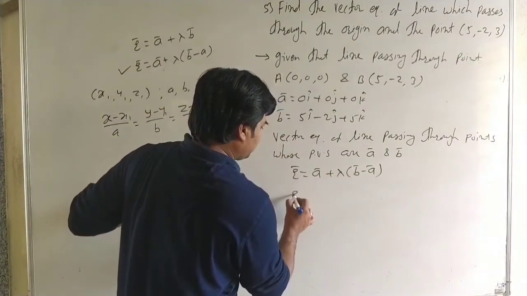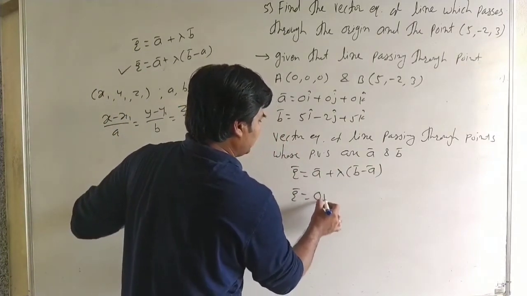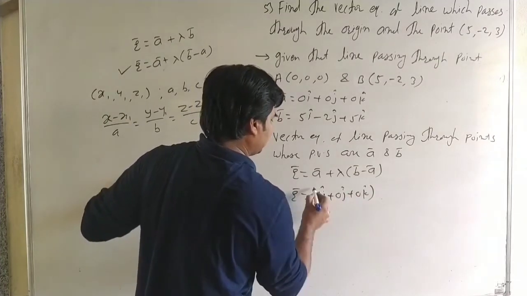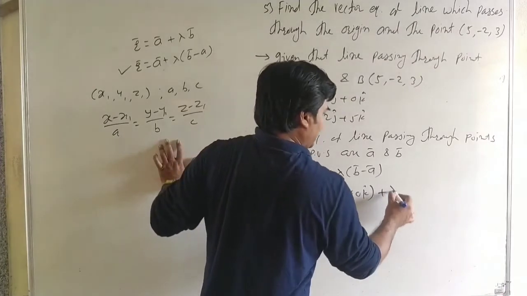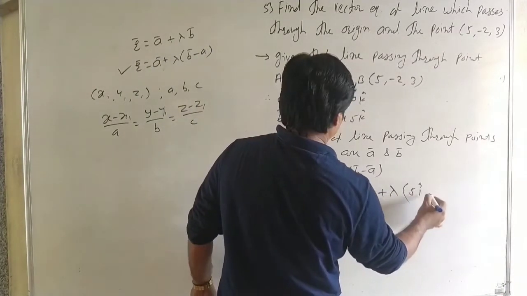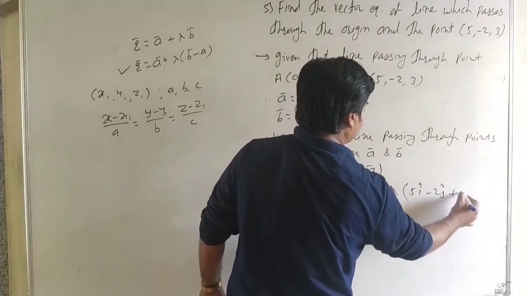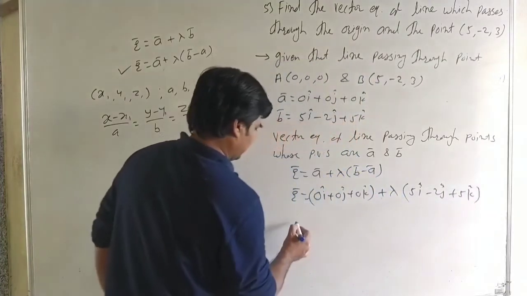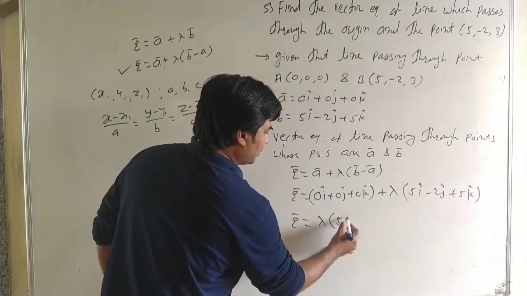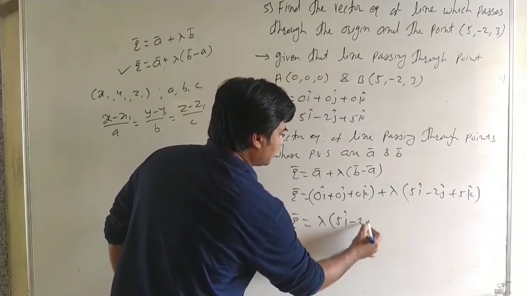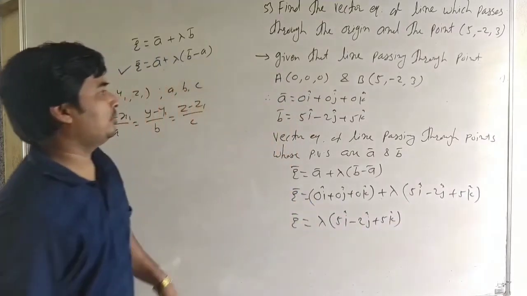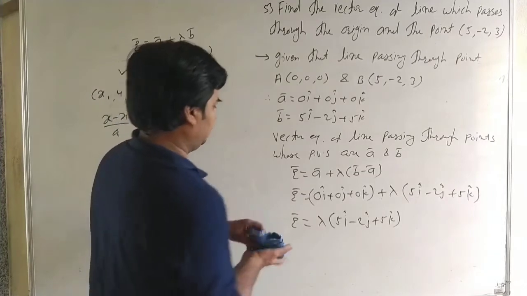Now r bar is equal to 0 i cap plus 0 j cap plus 0 k cap, as the line passes through the origin, plus lambda into b bar minus a bar, that is 5 i cap minus 2 j cap plus 3 k cap. Therefore the equation of the line is r bar is equal to lambda into 5 i cap minus 2 j cap plus 3 k cap. Now next.